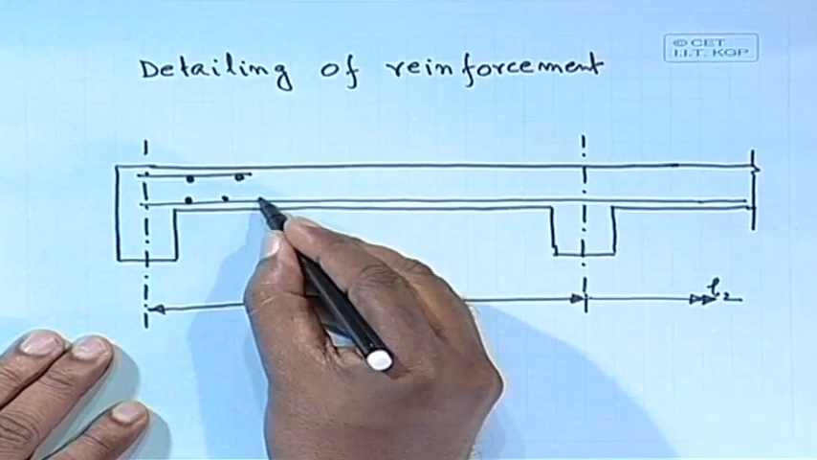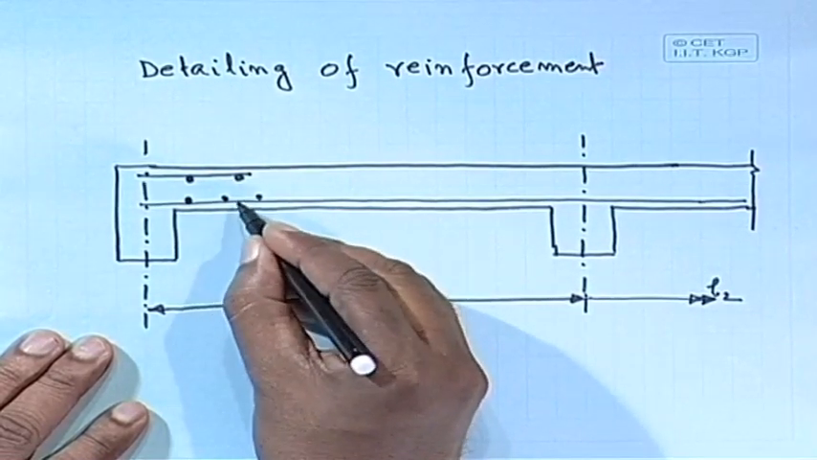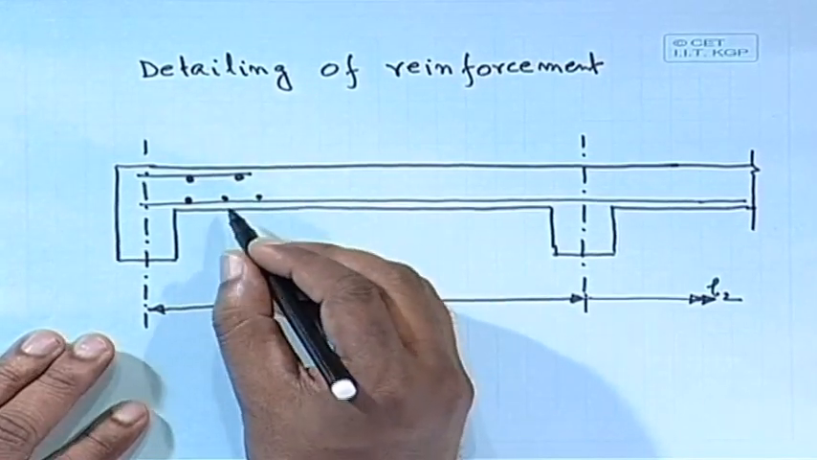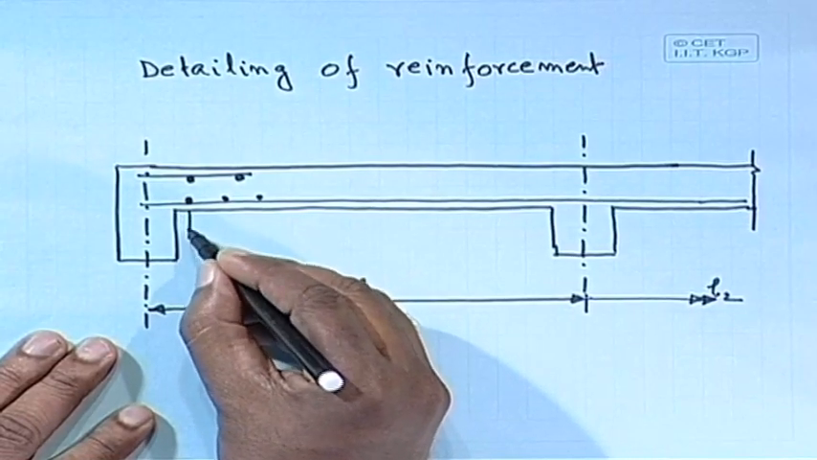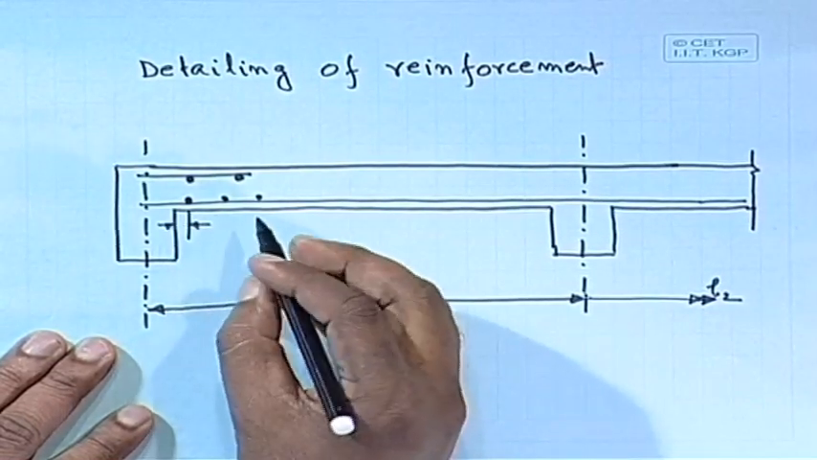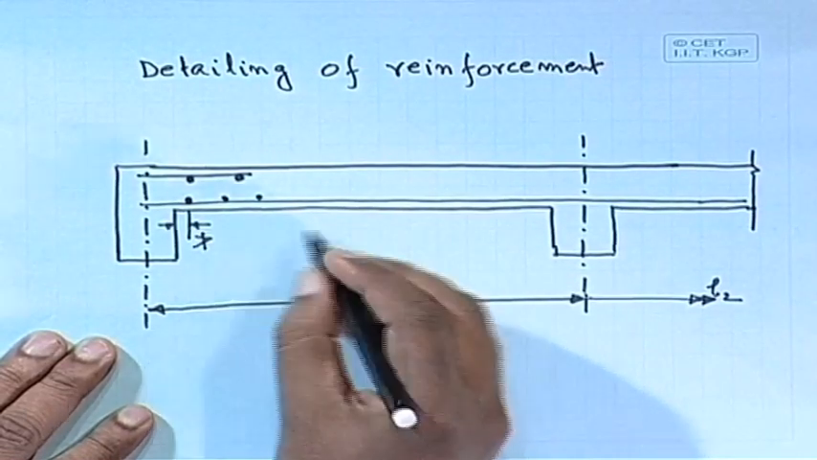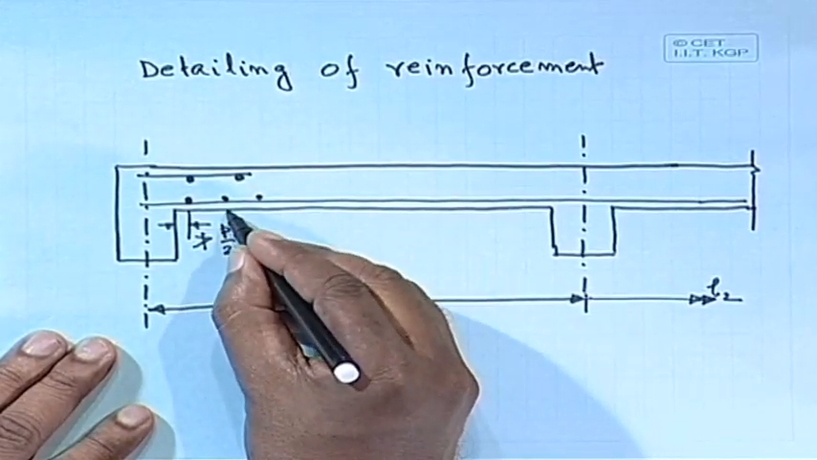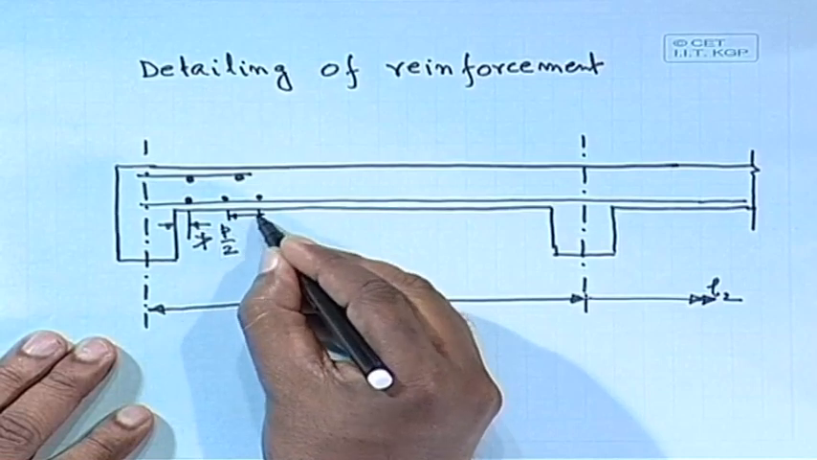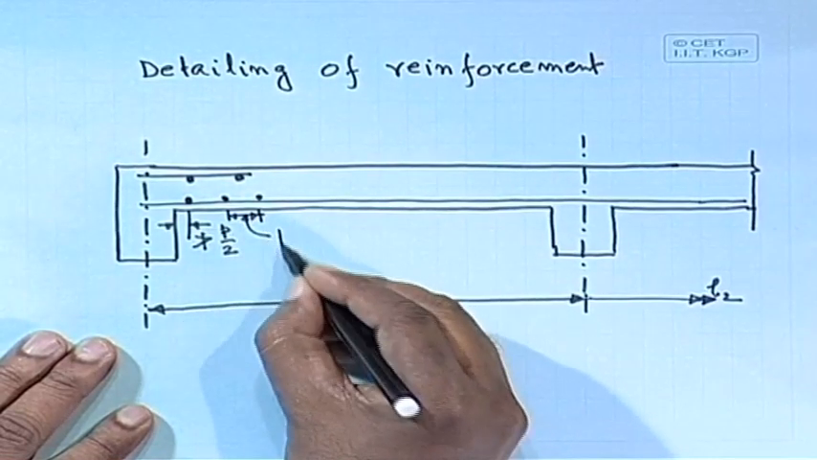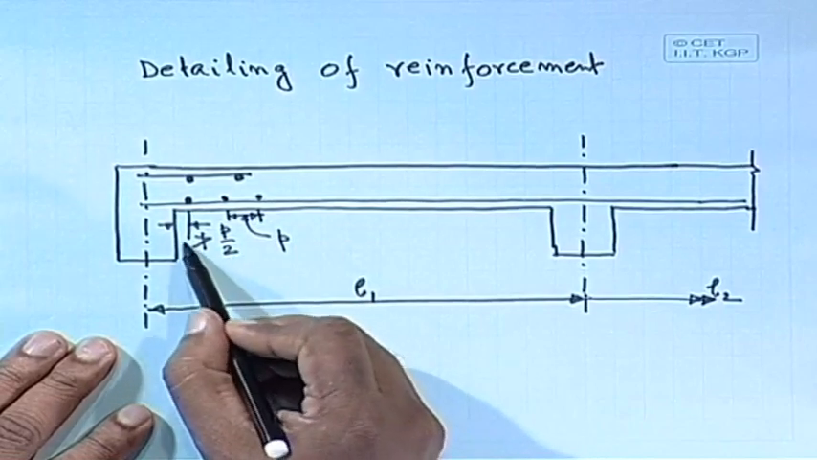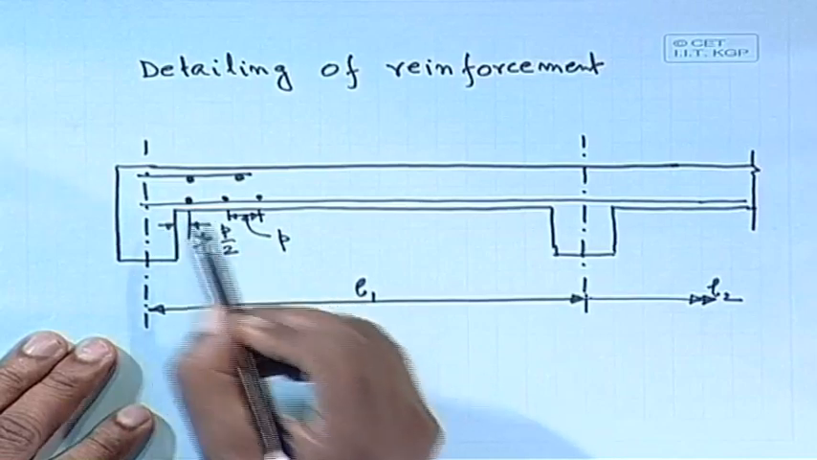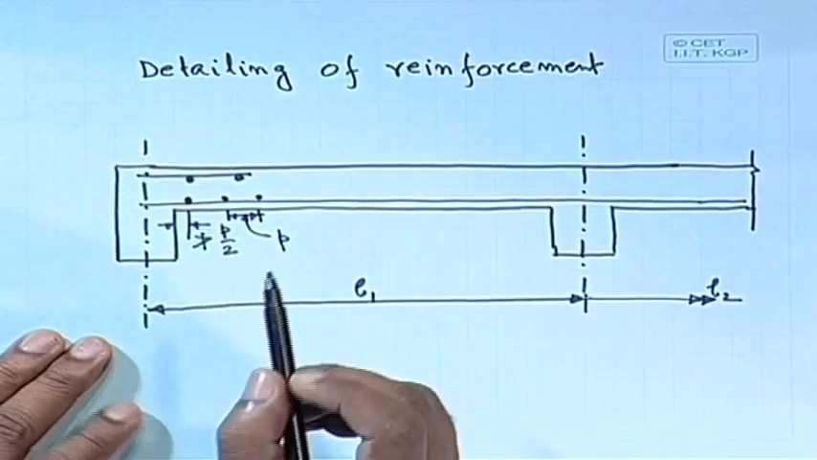So, if this is your spacing, let us say this is S or P, pitch also we call it, P or S, then this one should not be greater than, let us say, P by 2 or S by 2. I mean to say this length, that is your P. So, it should not be greater than P by 2. So, that we shall start the bar within P by 2, that is number one.